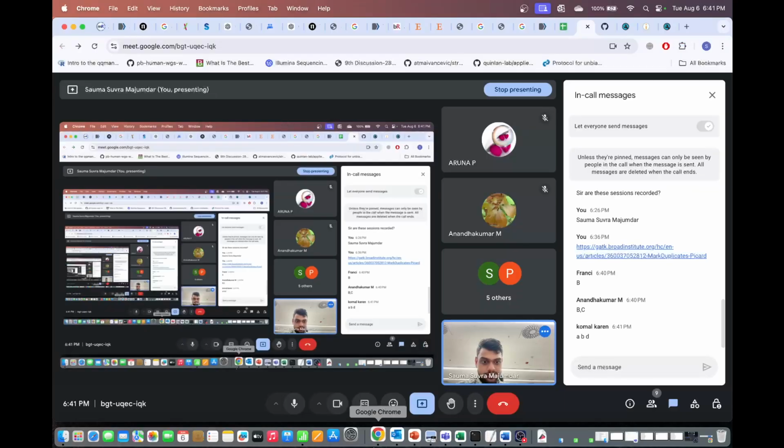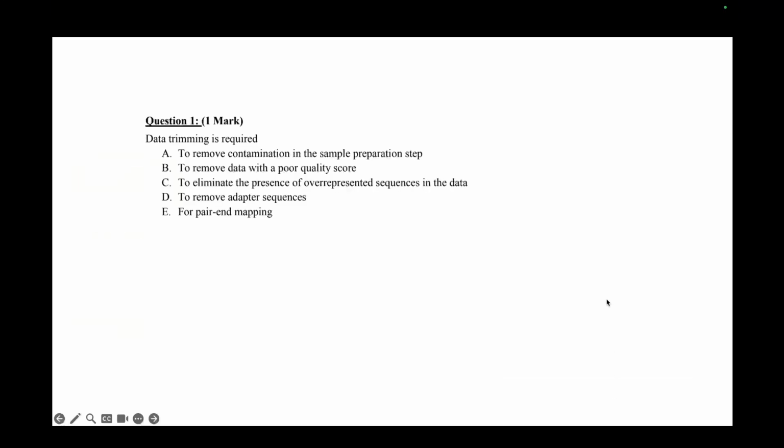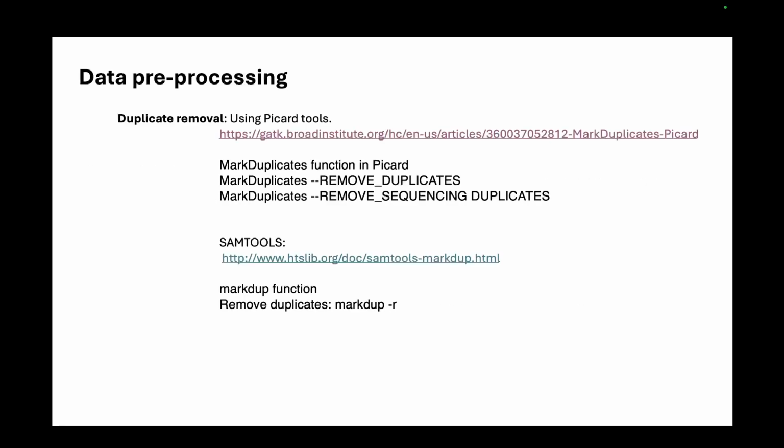Okay, let's see. So the answer is B and D. I think some of you said A, B, D, and one person said B and C. Just to be clear, data trimming and data processing and duplicate removal are different.